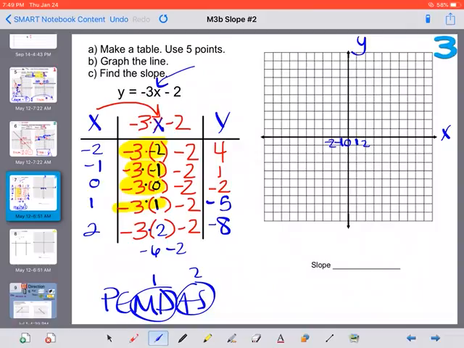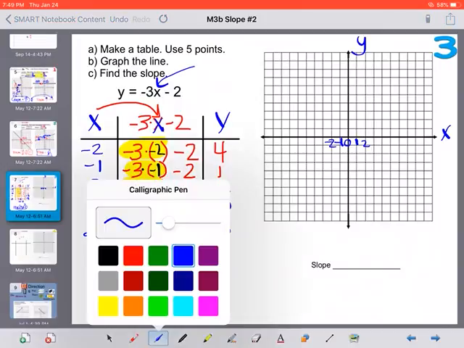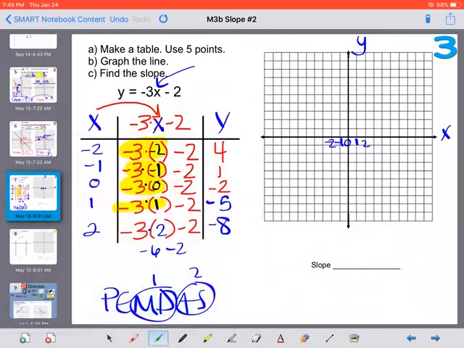So we're going to plot our points. So we made a table, we used 5 points. Now we need to graph the line, meaning plot the points. So we're going to plot x, comma, y. If you want to write it as (-2, 4), we can. So x was -2 to the left, and y is up 1, 2, 3, 4.